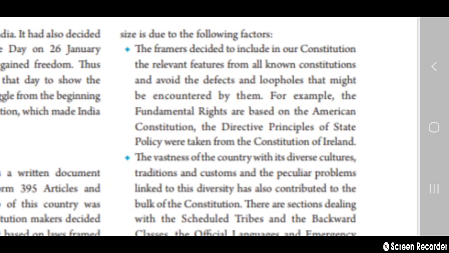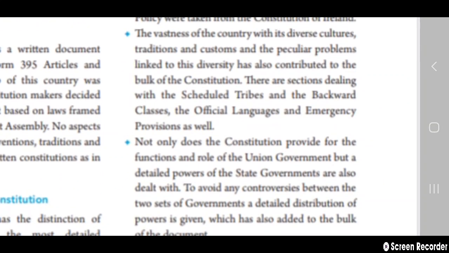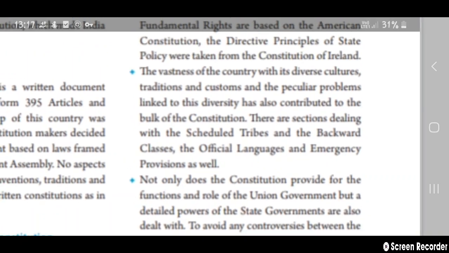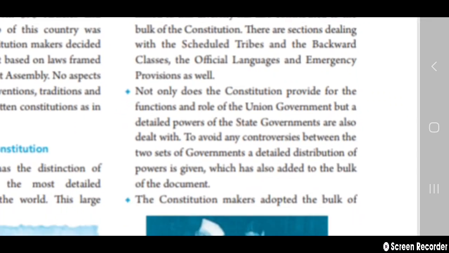And the vastness of the country with its diverse culture, tradition and customs, and the peculiar problems that were linked to this diversity, have also contributed to the bulk of the constitution. There are sections dealing with the scheduled tribes and the backward classes, and the official language and emergency provisions were made as well.